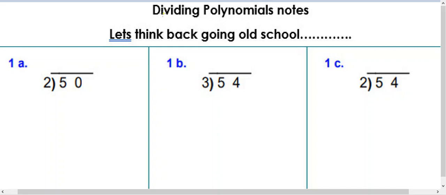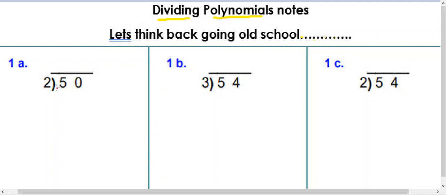Hello, today we're going to learn how to divide polynomials. Alright, so dividing polynomials. How do we do this? Well, first, let's think back going old school. Think way back when you learned about long division.